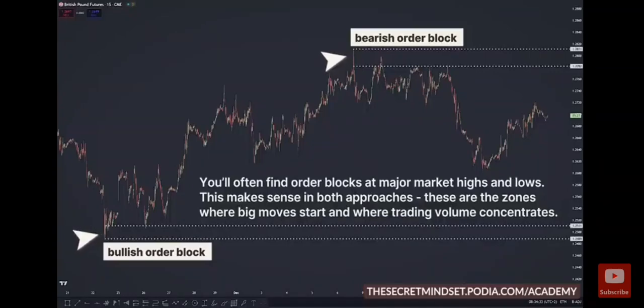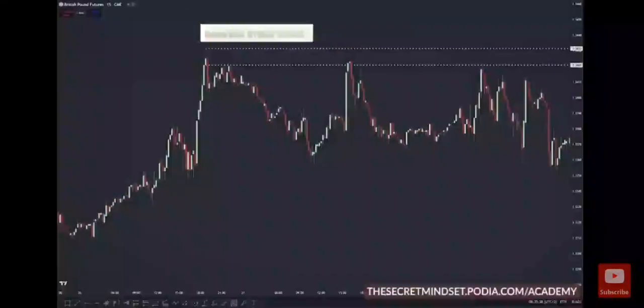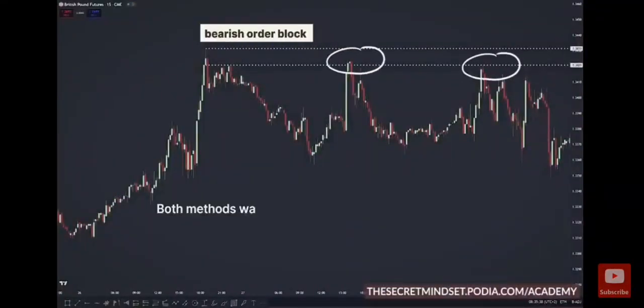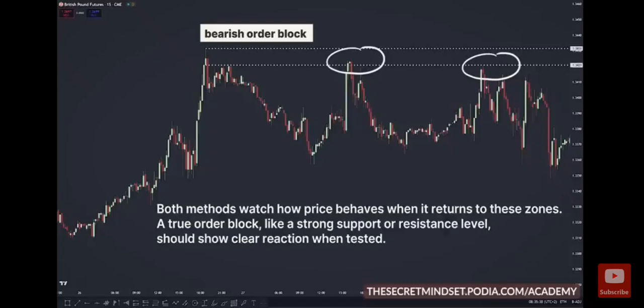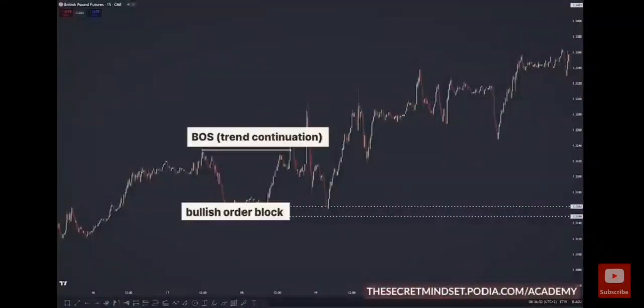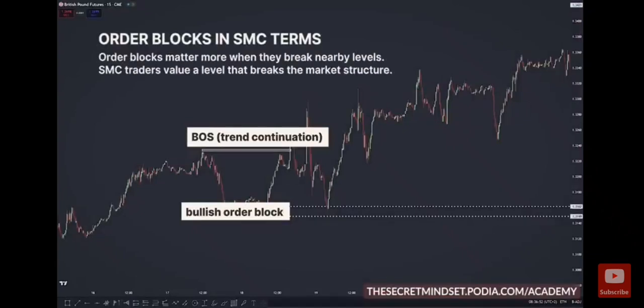Market structure plays a key role in both approaches. Order blocks matter more when they break nearby levels. SMC traders value a level that breaks the market structure. At the same time, price action traders always gave more weight to reversal candles that led to new highs or lows. Both methods recognize that not all strong candles become important levels. The surrounding market context matters most. An order block, like any price action pattern, needs the right market conditions to work.